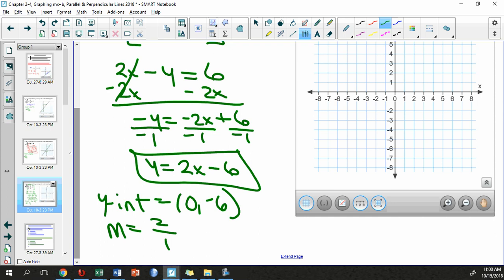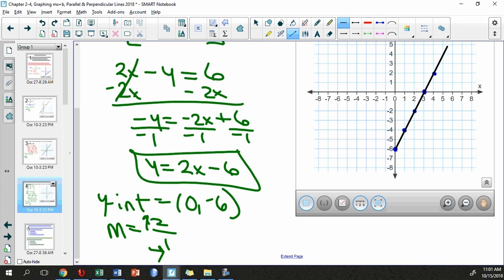Correct? And you're going to go up 2 units and to the right 1. So I'm going to start at (0, -6), up 2 units to the right 1, up 2 units to the right 1, up 2 units to the right 1, up 2 units to the right 1. Do you see how many points I was able to get out of there? Okay, and go ahead and connect the dots. And you have graphed using the slope and the y-intercept.